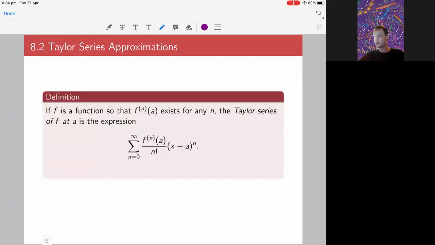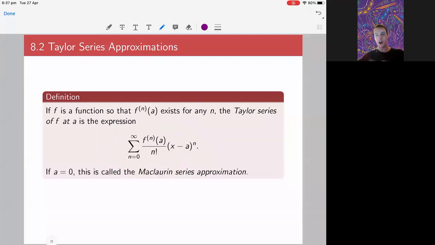So with that in mind, we define the Taylor series. Let's suppose that you've got a function whose derivatives all exist to arbitrary order at a particular point a. Then when I say the Taylor series of f, what I mean is this expression here: the infinite sum of all of these terms, the nth derivative of f evaluated at a, divided by n factorial, times (x minus a) raised to the power of n.